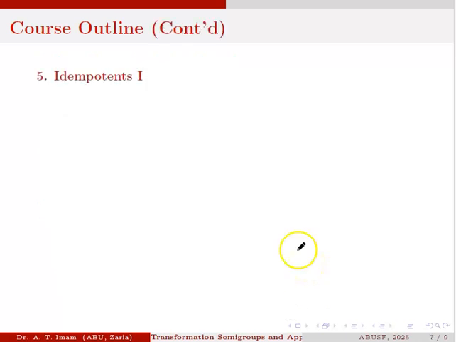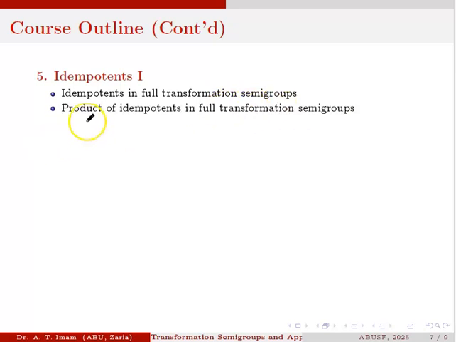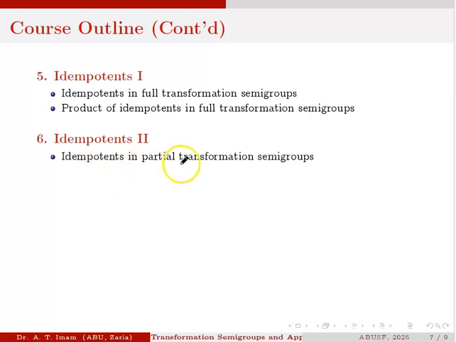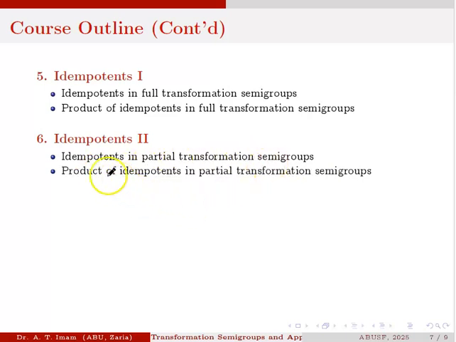And then the 5th chapter will start talking about special elements in transformation semigroup, where we will look at idempotents. Then we will study idempotents in full transformation semigroup. We'll also look at products of idempotents in full transformation semigroup. And then in the 6th chapter, we'll continue the discussion on idempotents, but this time around in partial transformation semigroup, and then products of idempotents in partial transformation semigroup.